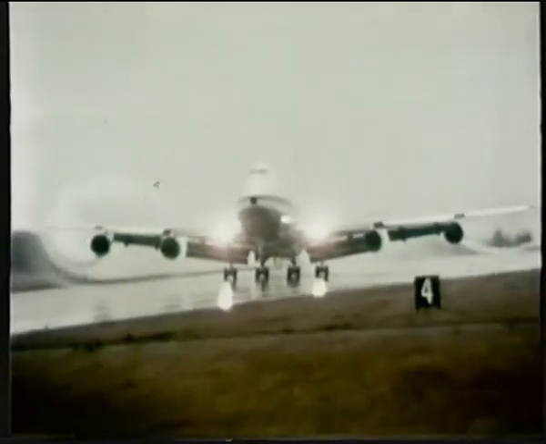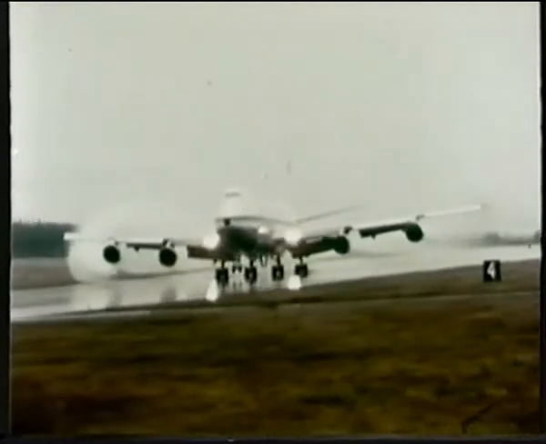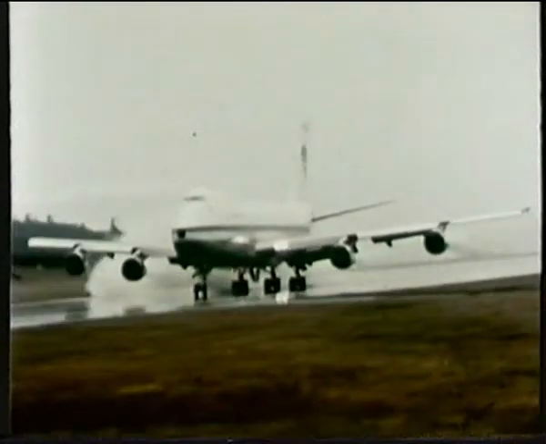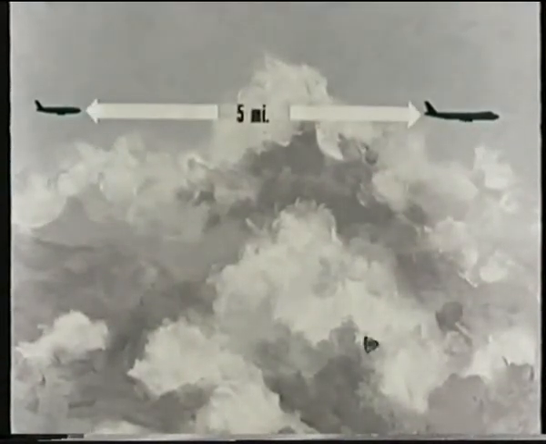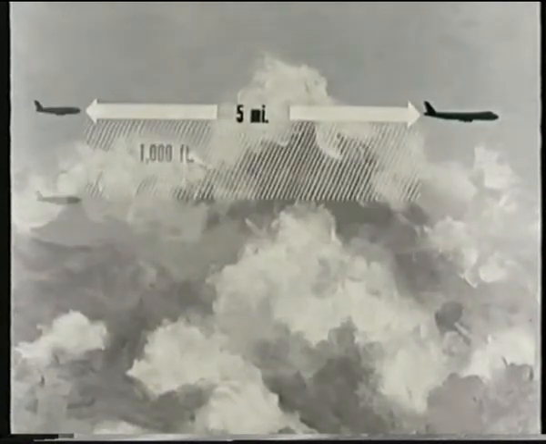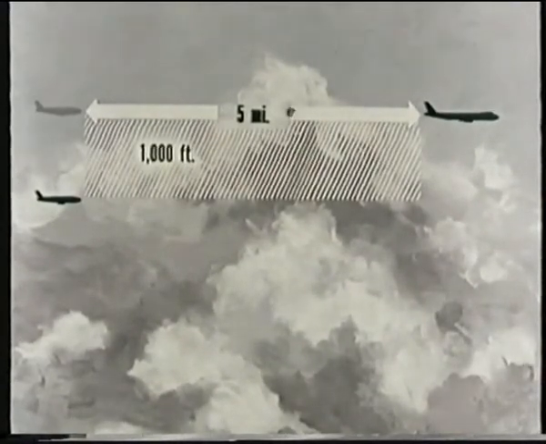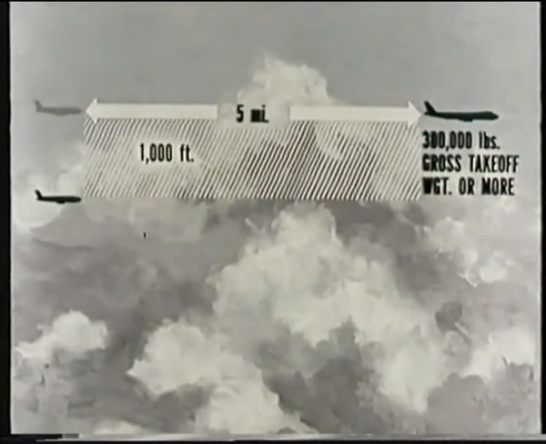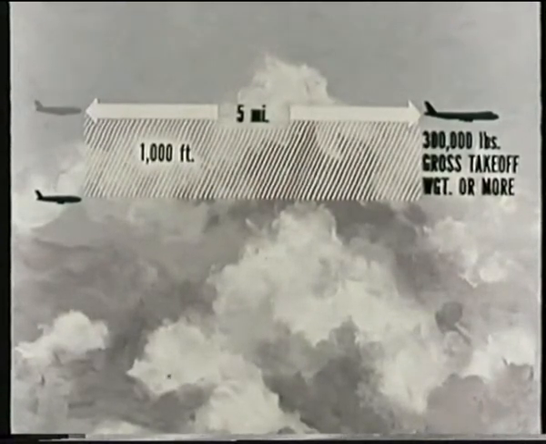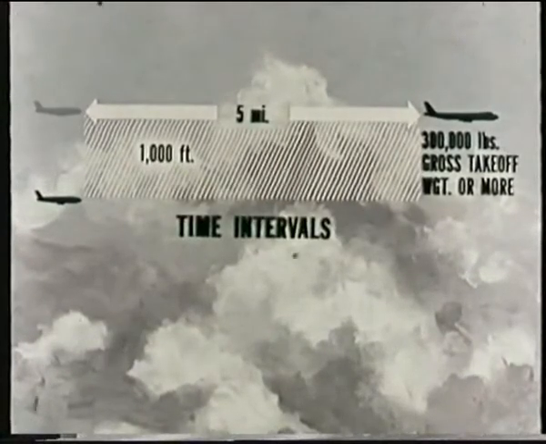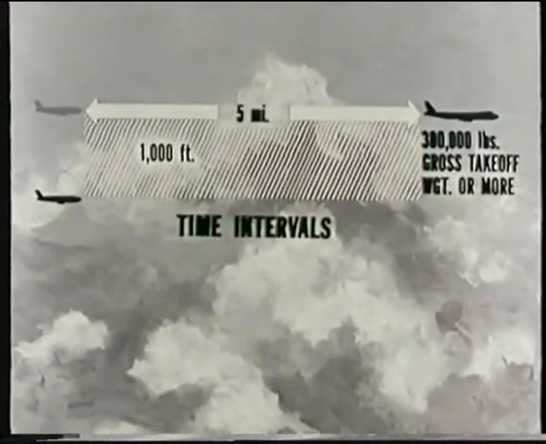Since more and more of these aircraft were going into service, something had to be done to enhance the safety in the terminal environment. The answer was controlled separation and pilot education. Research indicated that a 5-mile minimum separation should be maintained when within 1,000 feet below and behind any aircraft capable of gross takeoff weight of 300,000 pounds or more. This separation will vary depending on the size of the generating aircraft versus the encountering aircraft.